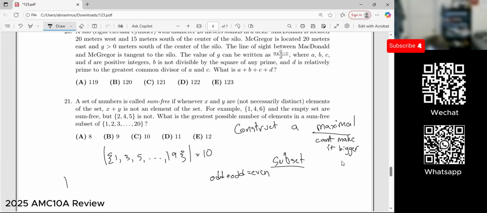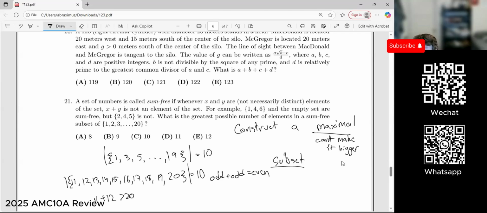Now, another way of doing this is you could do 11, 12, 13, 14, 15, 16, 17, 18, 19, and 20. All of these would also be sum free because 11 plus 12 is greater than 20. So they can't add up to anything more. This would also be 10.